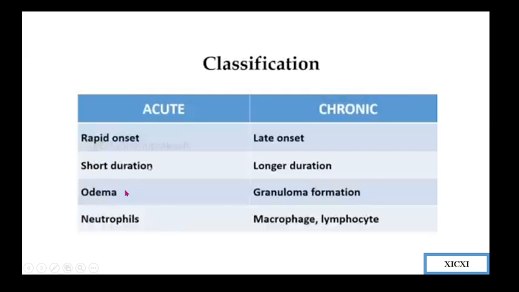The hallmark of acute inflammation is edema. We will see what edema is. The hallmark of chronic inflammation is granuloma formation. The immune cells which intervene in acute inflammation are the neutrophils, while the immune cells which occur in chronic inflammation are the macrophages and the lymphocytes. This classification is very important because when they ask you to differentiate acute from chronic inflammation, we refer to this table: rapid onset, short duration, edema, neutrophils are acute inflammation, while later onset, longer duration, granuloma formation, and macrophages and lymphocytes are all chronic inflammation.